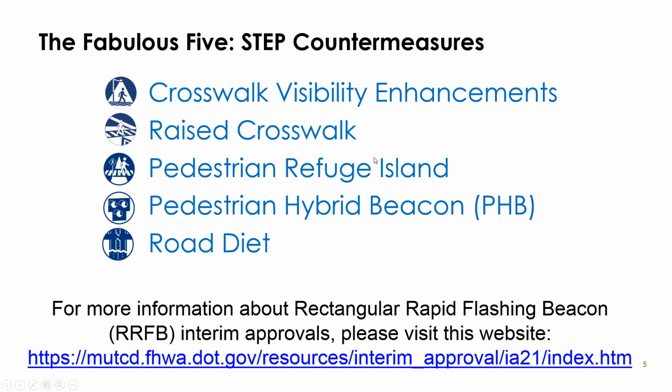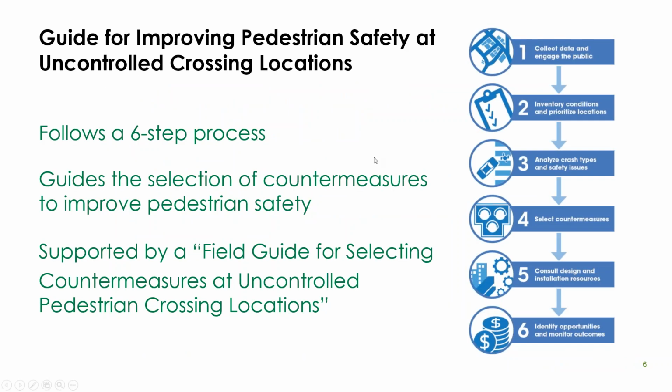But beyond the countermeasures themselves, STEP is really geared around this 6-step process that is laid out in the field guide for how we select these countermeasures, following this 6-step process to really understand problems at uncontrolled crossings, what risks might be there, and how to figure out, using data, which of the countermeasures are most appropriate. And so you can see the 6-step process laid out here. There's much more detail available in the guidance that I'll send you a link to.